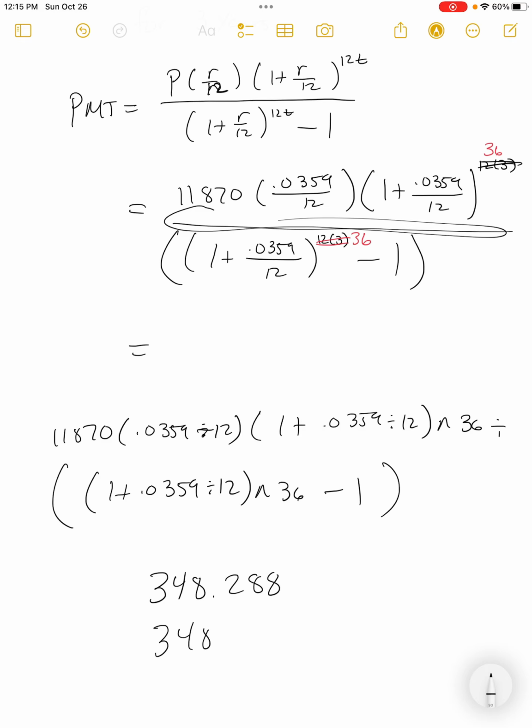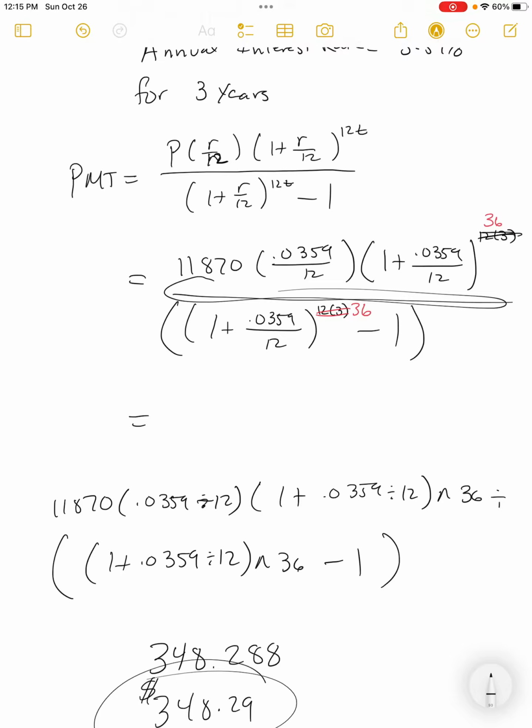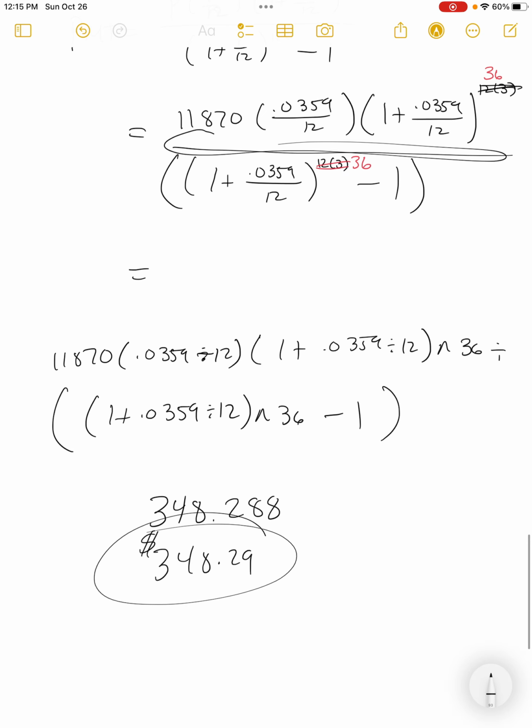$348.288. So $348.29 would be the monthly payment you should make in order to pay back the company in the next 3 years, $11,870, and pay them both that back and the interest. It's that nice. So you just get some familiarity using that, what appears to be a big formula, but it works out to be super nice.